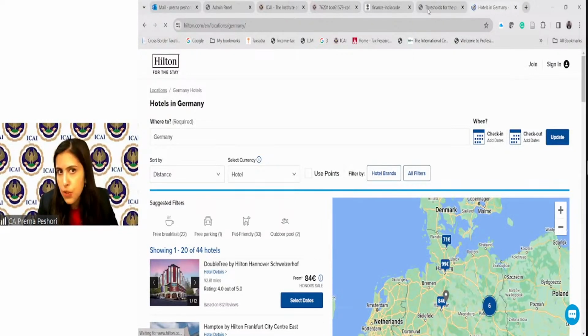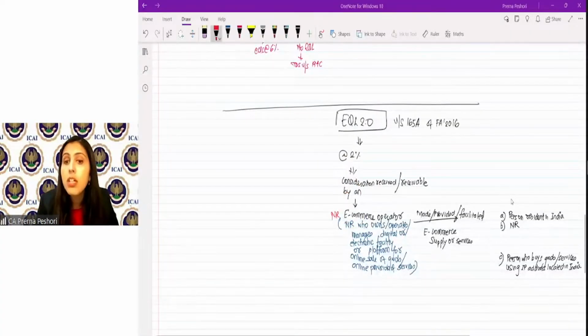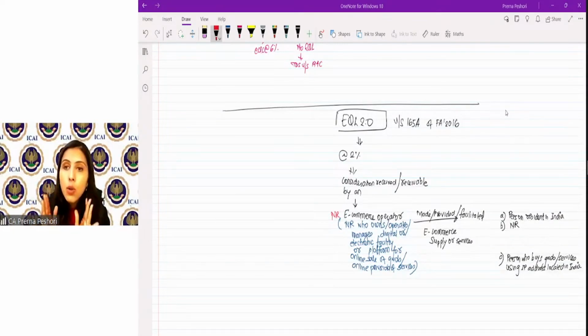Now, in all of these situations, I told you that this equalization levy would be applicable only when the e-commerce operator provides or facilitates e-commerce supply or services to a person resident in India. So if I am booking through Nike, through booking.com, through Hilton, then this will be covered under equalization levy. I don't have to deduct the equalization levy, unlike in the case of 1.0, where the payer had to deduct. Here, the e-commerce operator himself has to pay 2% on the consideration received or receivable. Are we clear?